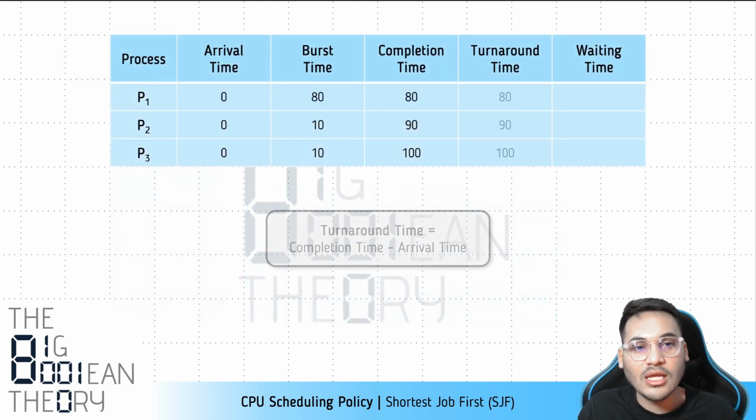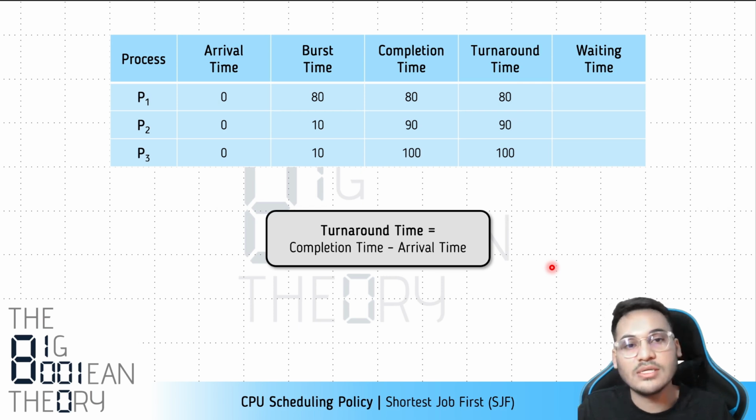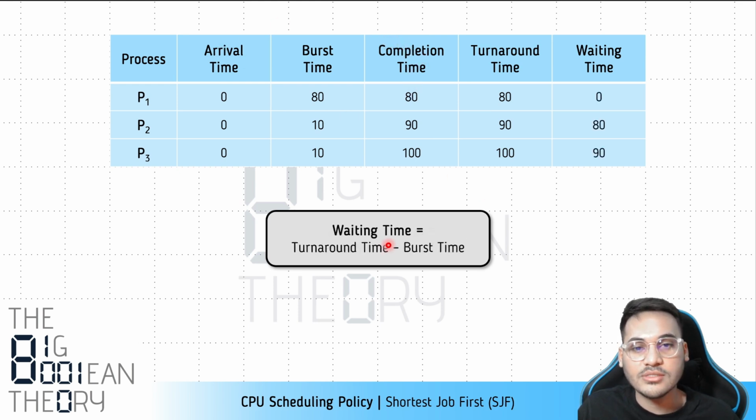The turnaround time can be calculated using the simple formula: completion time minus arrival time. Just to recall, turnaround time is the total time spent by a process in the system, from the arrival to the completion. So we are calculating the turnaround time using the completion time and arrival time. And the waiting time can be calculated by subtracting the burst time from the turnaround time. So what is the waiting time?